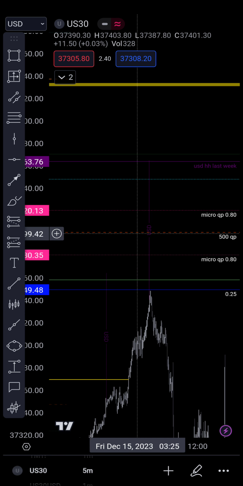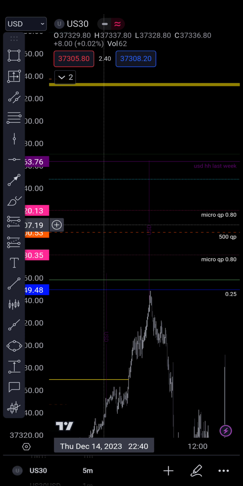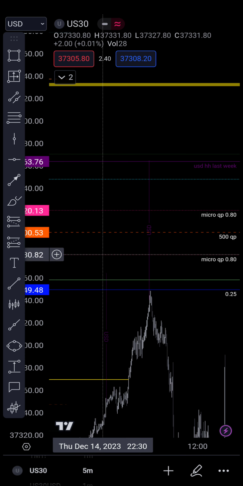So right here, you can't see it on the chart because I have this thing over here that I'm not going to move, but this is 37,500. This is a QP. So I was saying that I was going to get out at a micro QP. The micro QPs are the 20s, the 50s, and the 80s.